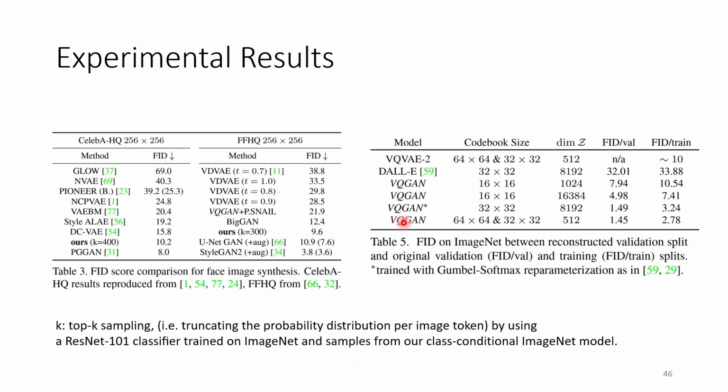So let's see some of their experimental results. For the select AHQ 556 square, they generate a good FID, but not the best one. And for the FFJQ dataset, they also generate a good result, but also not the best one. Okay. And however, compared with DALL-E, I will show you what is DALL-E, the first version later.